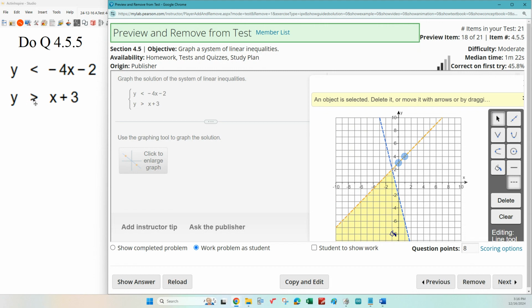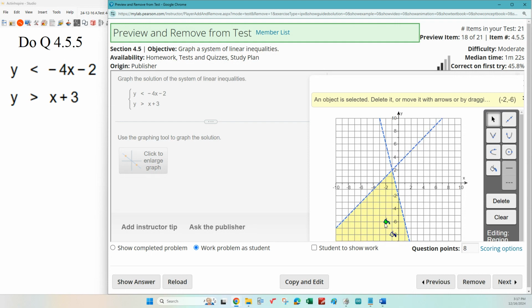Now, am I shading above or below? Above. I want the y values above the line. So now, is that shaded area in the right place? No, it's not, is it? Because I want it to be below the first line and above the second one. So I need to move that. All I have to do is highlight the paint bucket and move it up there. And now it's in the right spot. Everybody agree? Okay, good.